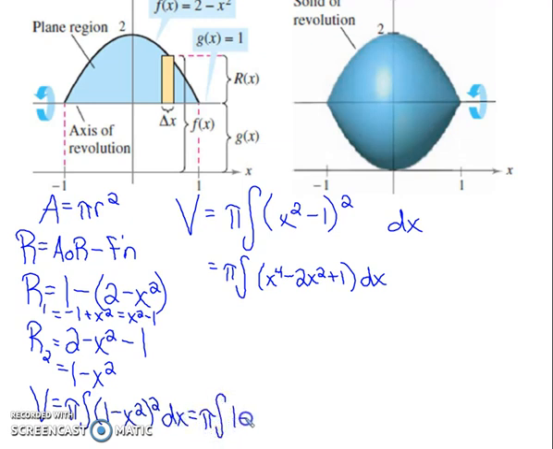That ends up being 1 minus 2x squared plus x to the 4th. Notice it's the exact same function. It's written in a different order, but it's the exact same function.